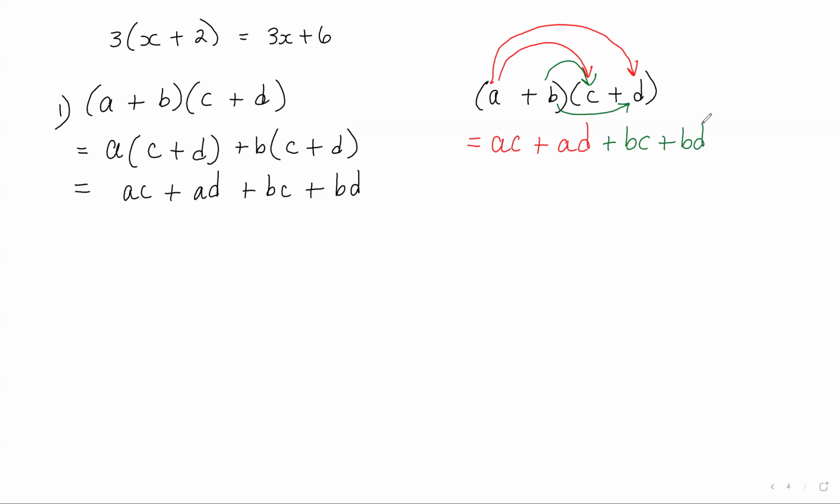So as you can see, both methods will give you the same answer because essentially it's the same thing that you're doing. You're multiplying each term in the first bracket by the complete second bracket, by the two terms in the second bracket. Which way do you prefer?